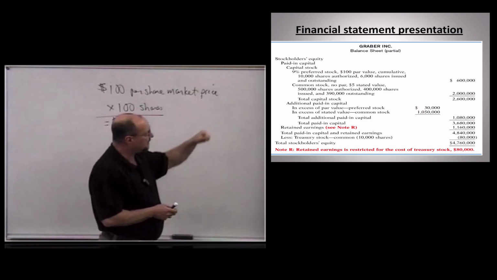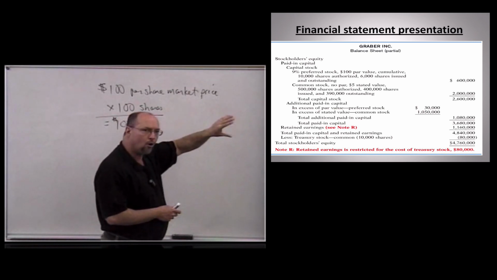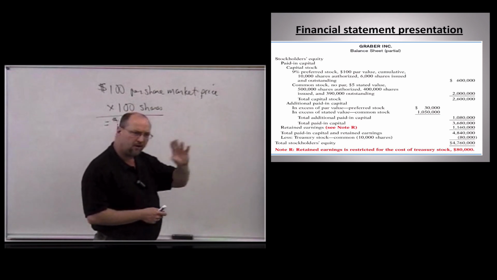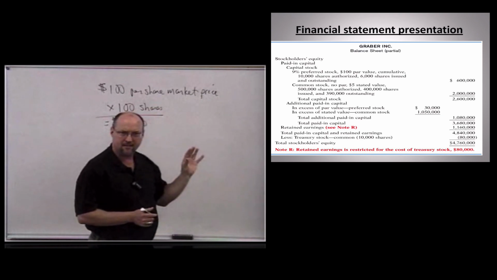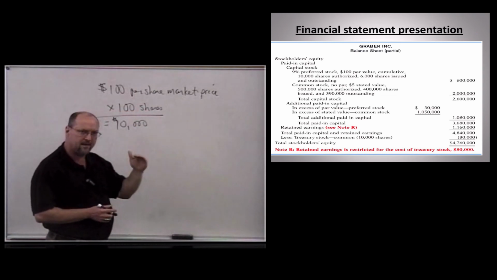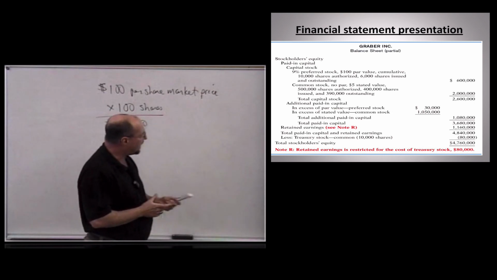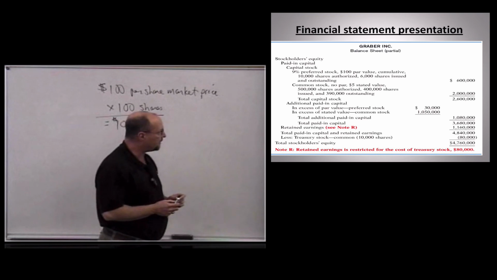In this particular example, capital stock refers to all types of stock. As far as you're concerned, that's not that big a deal. We have two primary classes of stock, which we're going to call common and preferred. Now after the preferred stock, we have common stock, no par with a $5 stated value.